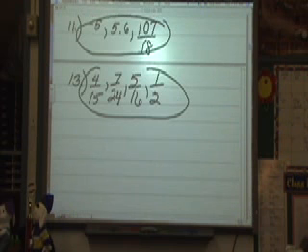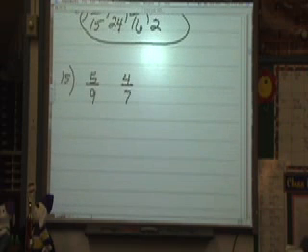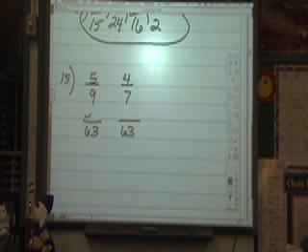Then 15 through 20, find the number halfway between the two given numbers. Do you want to get the least common denominator, or a denominator they share? Okay, what denominator did they share? 63. Put the two fractions down first. 5/9 is how many 63rds? 35. 9 goes into 63, 7 times, 7 times 5 is 35. And this is 36.